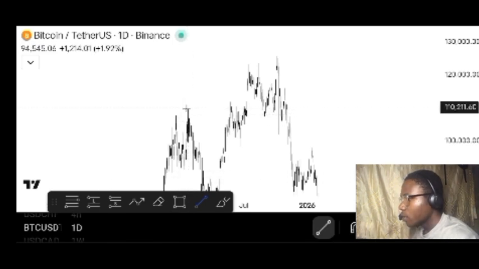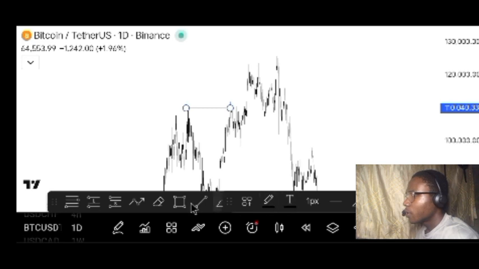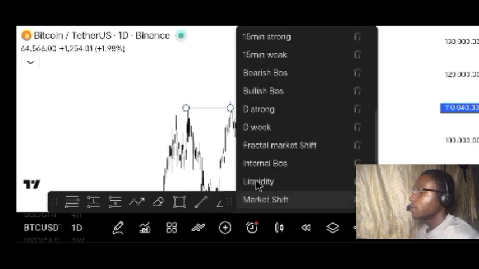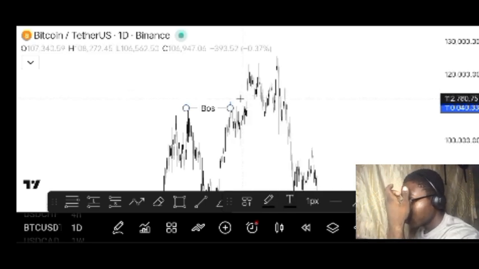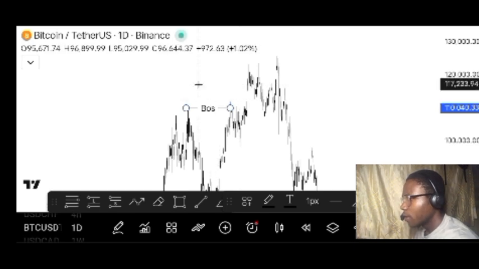Something just occurred here. I mark out my break of structure. Let me look for it. This is my bullish break of structure. The same thing occurred here. I see it here. I mark out my break of structure again. A break of structure occurred here again.